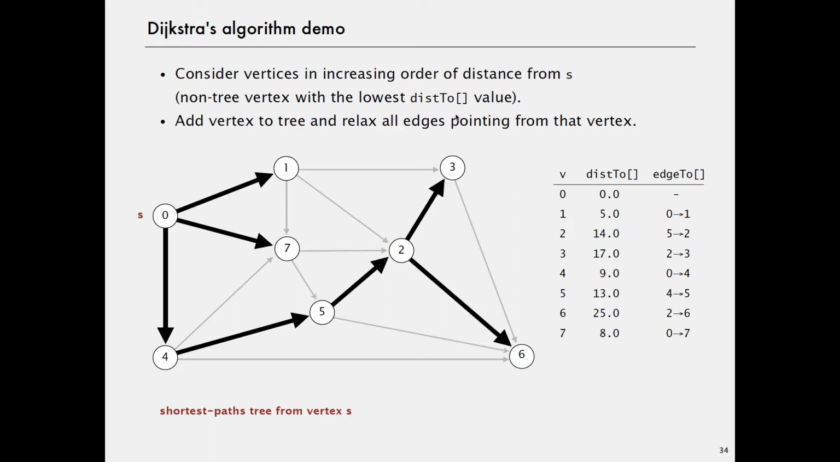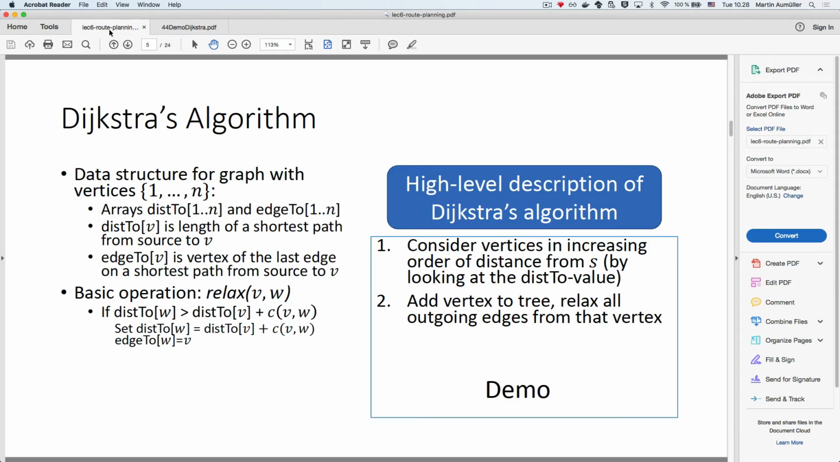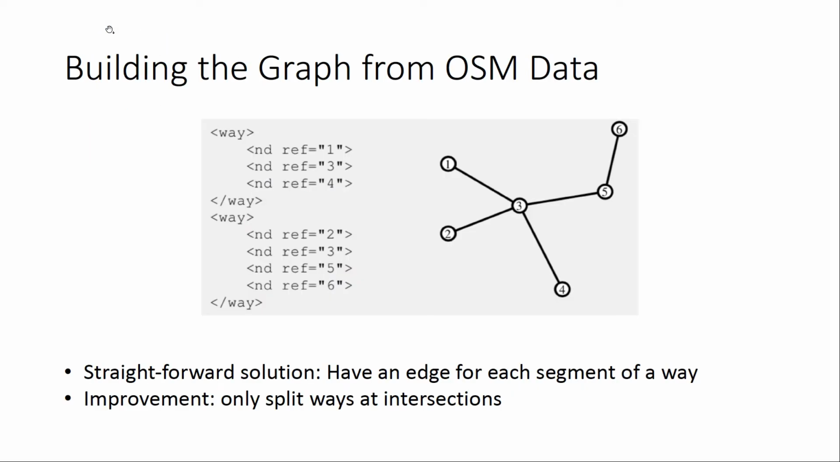Okay, then let's switch back. This was Dijkstra's algorithm on this very high-level view. Let's talk about where this graph comes from. I showed you a graph, but you're not interested at all in this 8 vertices graph. You're interested in what is the graph behind my current OSM file. Yeah, and I would advise you, at the beginning, to make it as simple as possible.